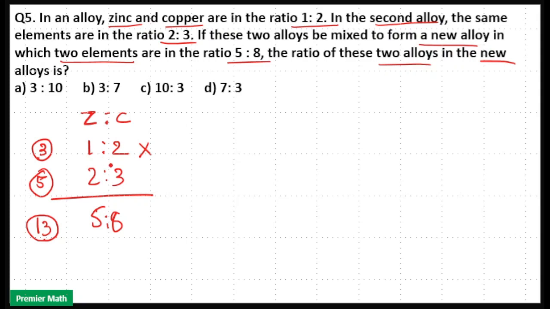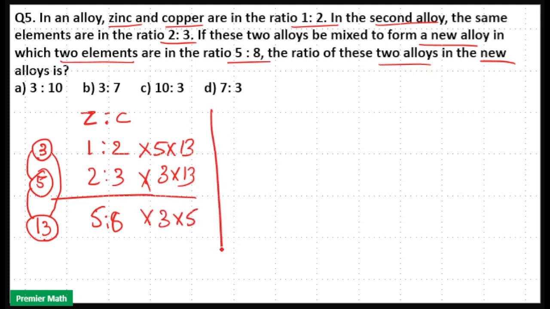To equalize it, multiply 1:2 with 5 into 13. Multiply 2:3 with 3 into 13. Multiply 5:8 with 3 into 5. After equalizing, now the total parts in these three ratios are 13 into 5 is equal to 65. 65 into 1 is equal to 65. 13 into 3 is equal to 39. 39 into 2 is equal to 78. 3 into 5, 15. 15 into 5 is equal to 75.